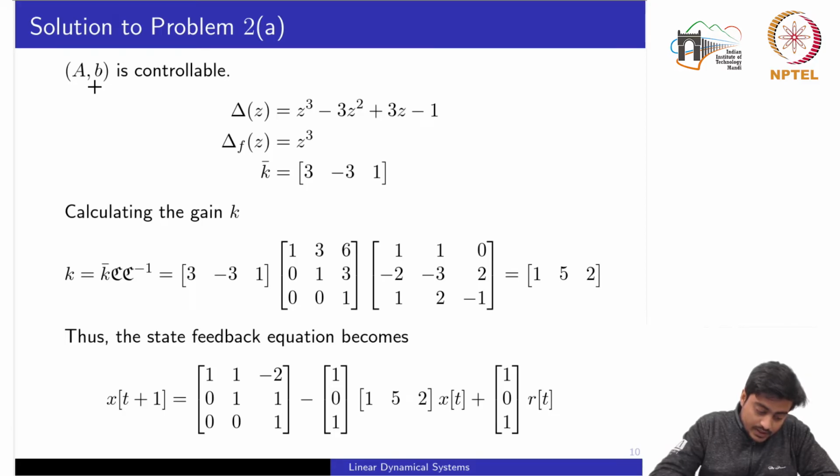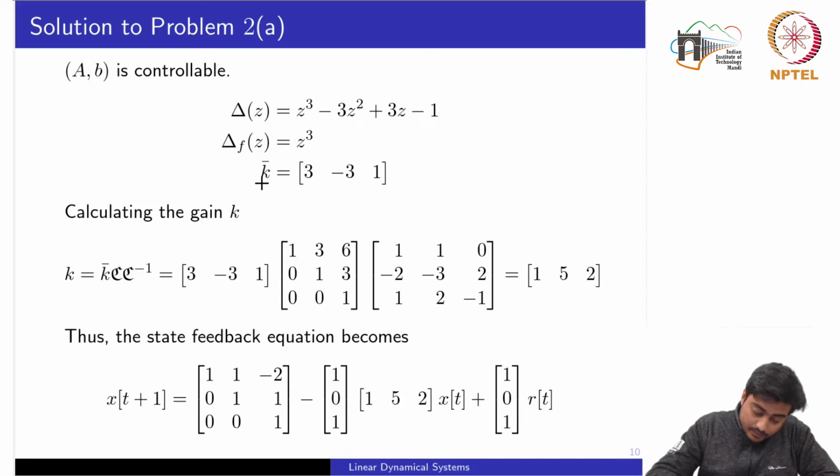Now first of all we need to check the controllability of the pair A, B, which you can do by computing the controllability matrix and then checking the rank of it. So here we will carry out the design using the eigenvalue assignment. This delta z is the characteristic polynomial of the plant, and this is the desired characteristic polynomial. Because if you compute the roots of this characteristic polynomial, it would be multiple roots located at 0.